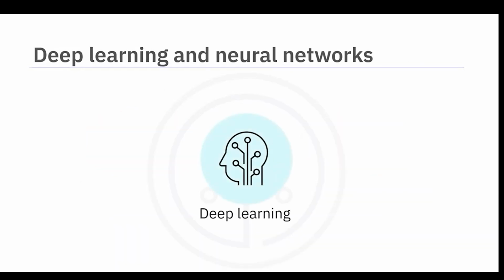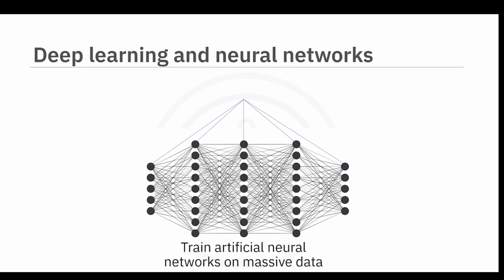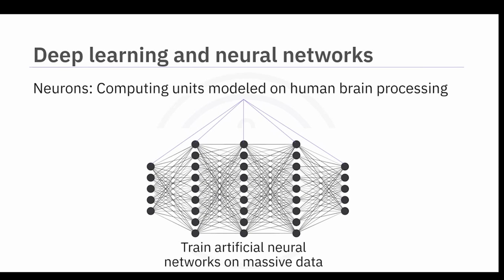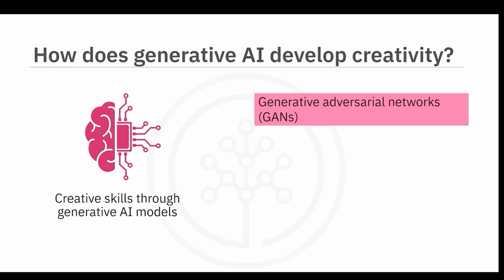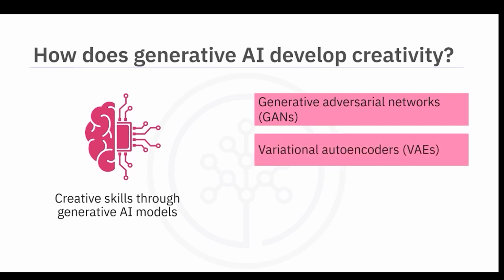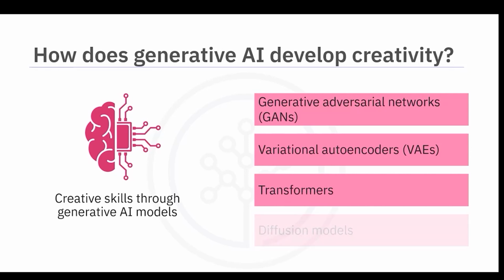Both discriminative and generative models are created using deep learning techniques. Deep learning involves training artificial neural networks to learn from vast amounts of data. An artificial neural network is a collection of smaller computing units called neurons, which are modeled in a manner that is similar to how a human brain processes information. The creative skills of generative AI come from generative AI models such as generative adversarial networks, or GANs, variational autoencoders, or VAEs, transformers, and diffusion models. These models can be considered as the building blocks of generative AI.